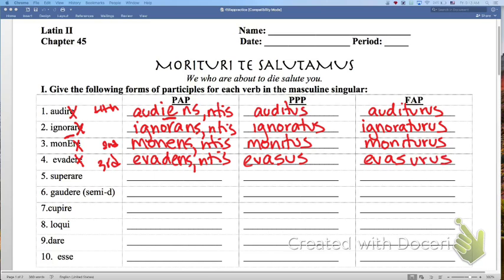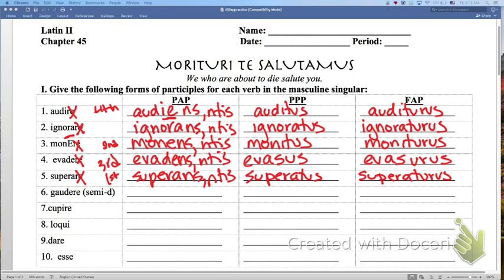Good. Okay, hold on. We might as well do number 5 now. Tell me about number 5. First conjugation. It's first conjugation. So what am I going to do? Chop off the RE and add NS, superantis, right? Okay, then I have to know the fourth principal part. Superatus, that's right. Okay, and how am I going to make that the future active participle? Superaturus. Good. That's a lot of syllables.